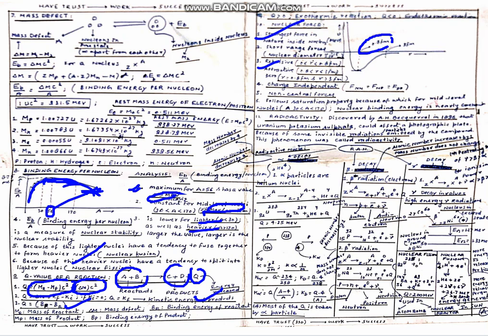Next, it is charge independent, that is, the nuclear force between neutron and neutron is equal to that between neutron and proton, and is equal to that between proton and proton. Next, it is a non-central force, so it's not like electrostatic force, which acts along the line joining the two charges, so it's non-central.